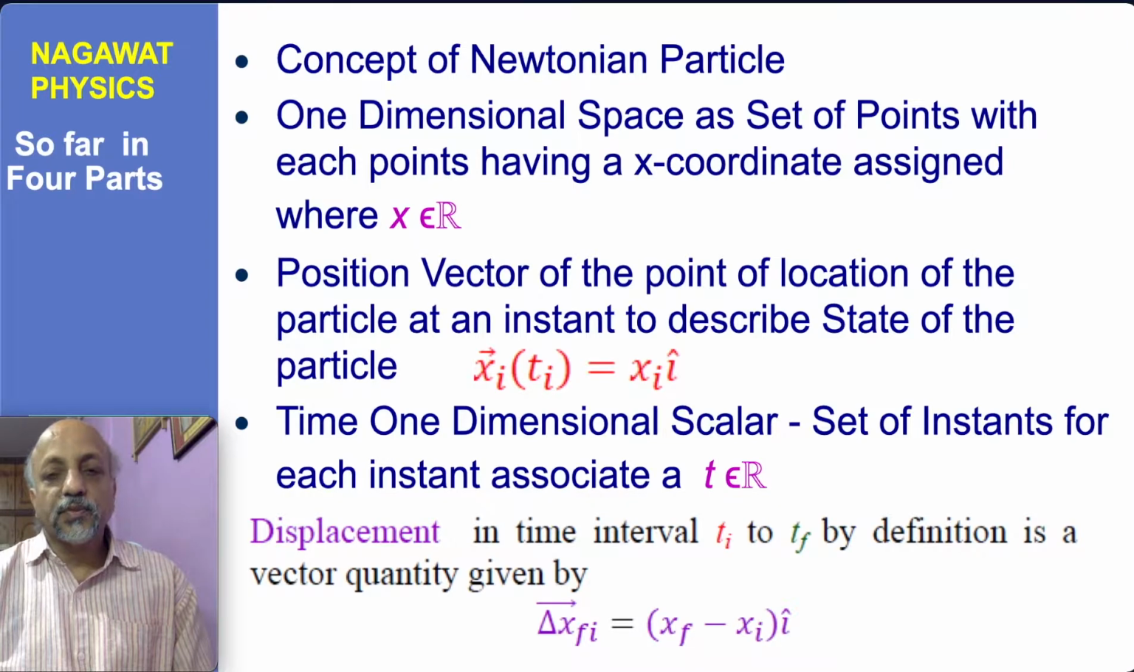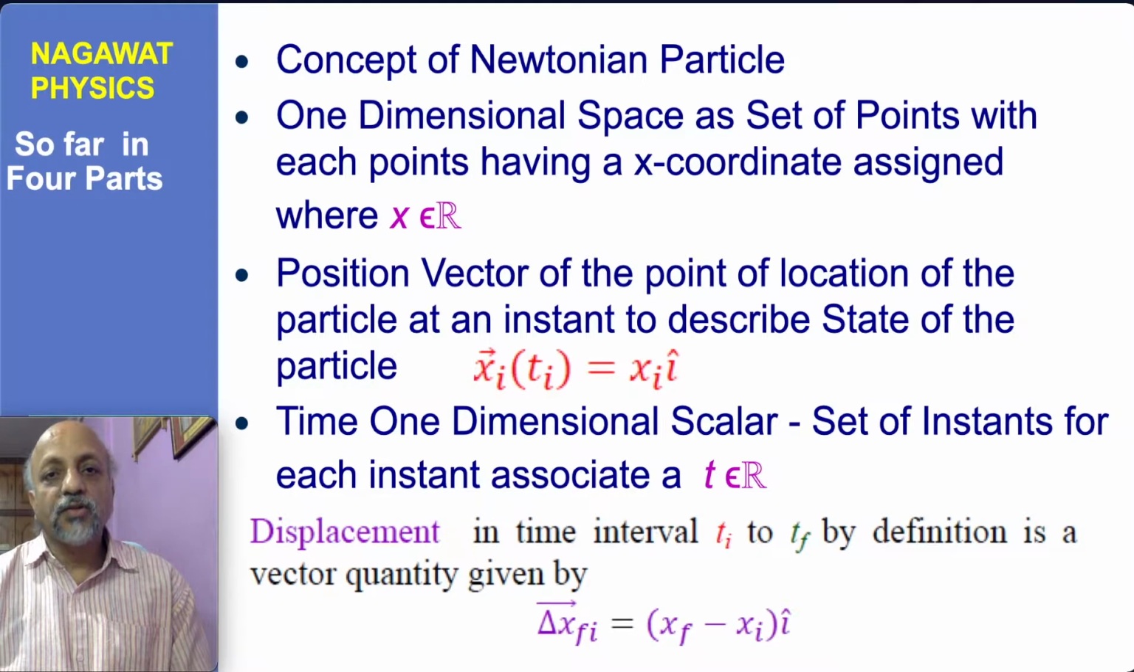So far in the previous 4 parts of kinematics in 1 dimension, I have discussed the concept of Newtonian particle and one-dimensional space as a set of points where each point will be assigned an x coordinate and x belongs to the set of real numbers. Position vector of the point of location of the particle at any instant can be used to specify the state of the particle.